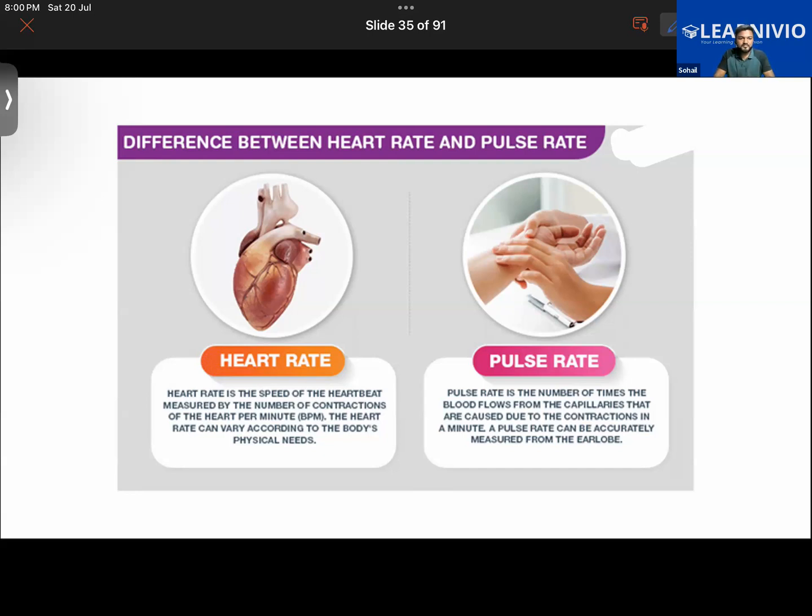So it's the number of times the blood is flowing from that artery. Getting it now? Furthermore, you'd have heard of the term heart rate also. Pulse rate and heart rate are closely related. Getting it? What do we know about heart rate? Read the first paragraph.